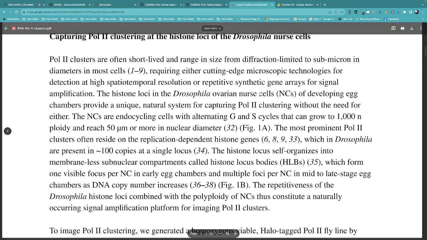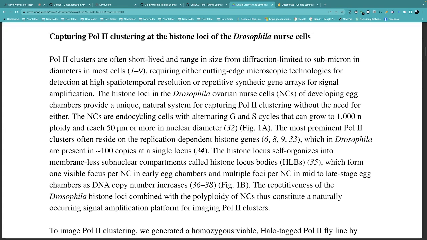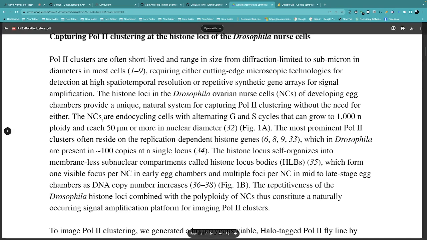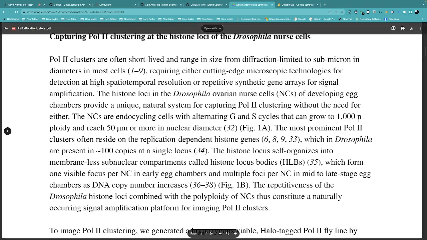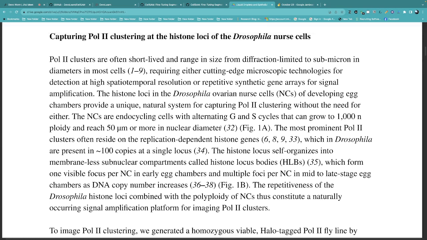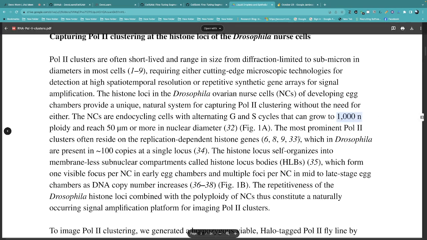So ovarian nurse cells, in developing egg chambers in Drosophila, provide a unique natural system for capturing Pol-II clustering. The NCs are endocycling cells with alternating G and S cycles. So this is where you have a cell cycle of two phases, G and S. They can grow to 1,000 N ploidy, which means they have a lot of gene duplication, and reach 50 microns or more nuclear diameter. So it's a pretty big nucleus, and of course they need it for this sort of ploidy that's going on in the cells.